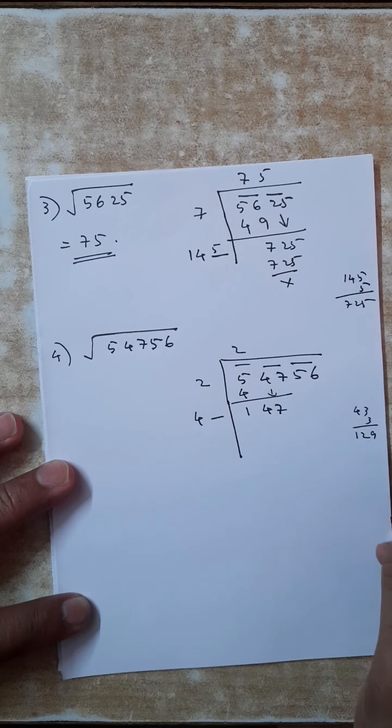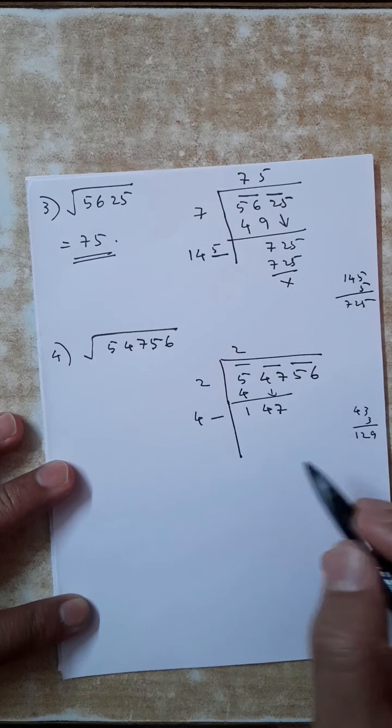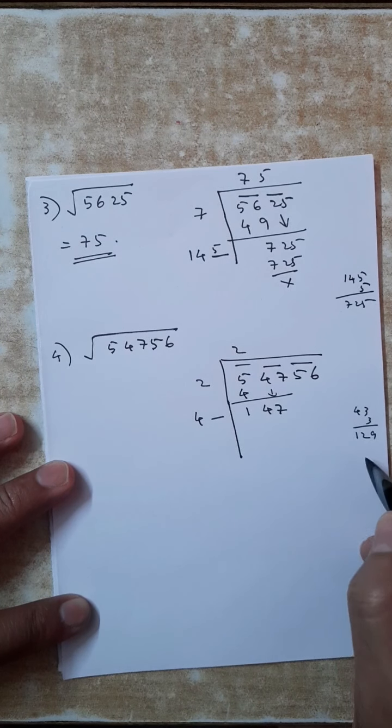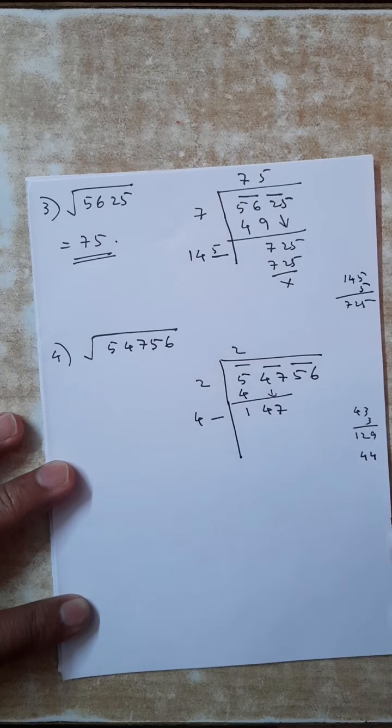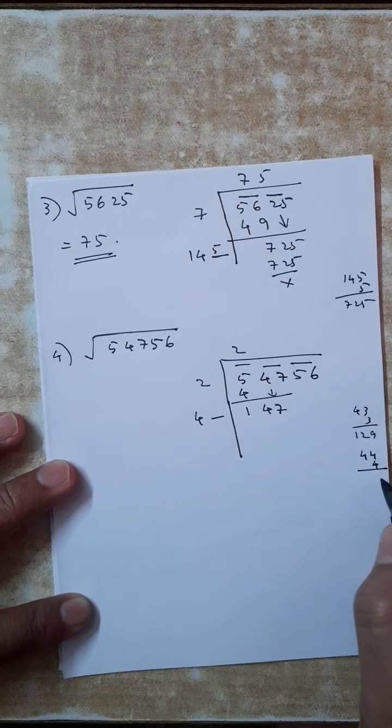Surely 3 is going. That doesn't mean that I can write 3. Why? Because I have to check whether 4 will go or not. 4 4s are 16, not going. We have to make sure. If I am writing 4, 44 into 4.